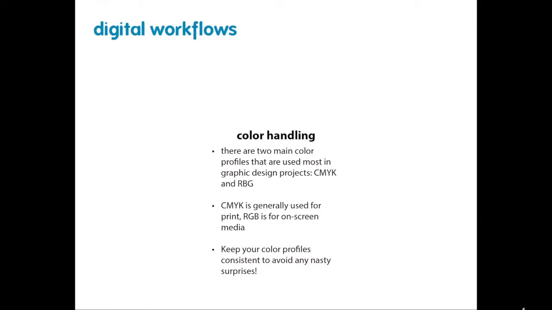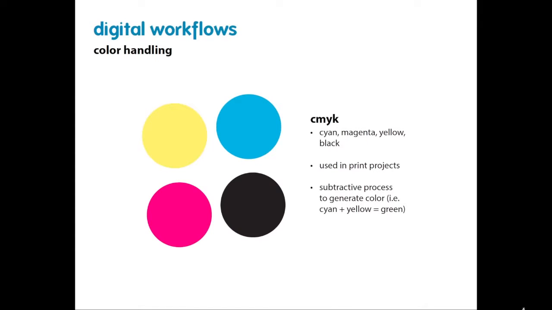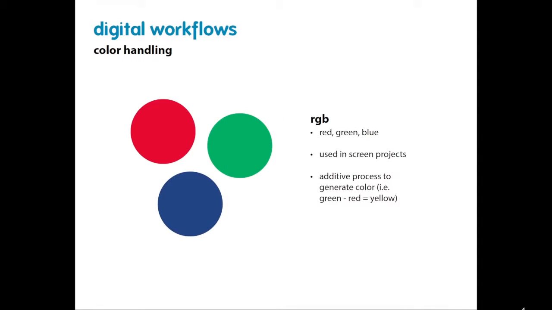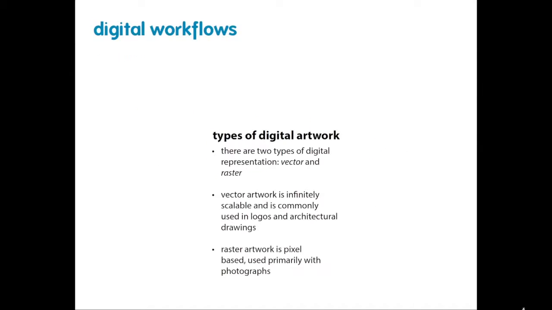So it's always a good idea, if you're working in CMYK, to keep everything in CMYK, and conversely, if you're in RGB, just keep everything RGB. So here we have CMYK, cyan, magenta, yellow, black, used primarily in print projects, versus RGB, which stands for red, green, blue, which is used primarily in screen projects. So any digital, if it lives on the web, if it's just going to live in email, it's not going to be printed, just stick with RGB.